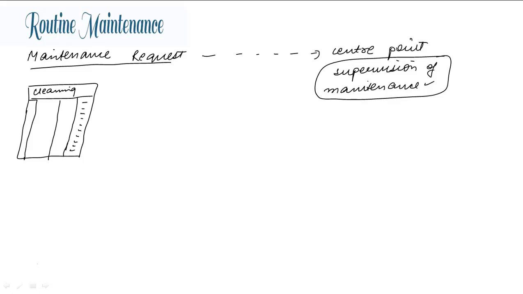This is a maintenance part. So this is the cleaning part: whether the cleaning has been done relating to a particular restroom or not. If a restroom is not cleaned for, let us suppose, a month, what is going to happen?